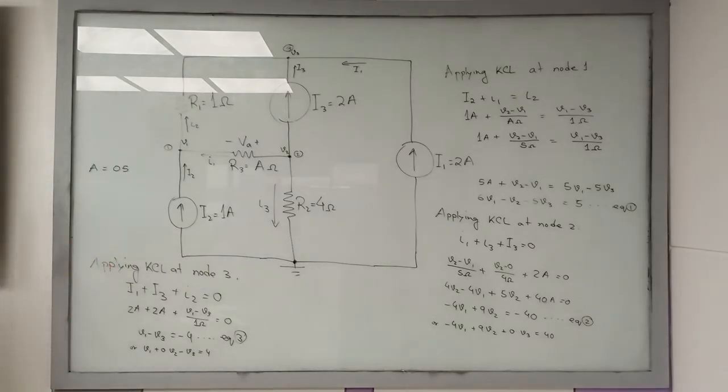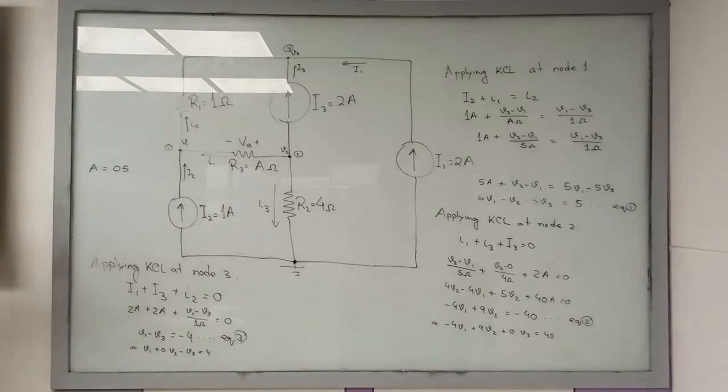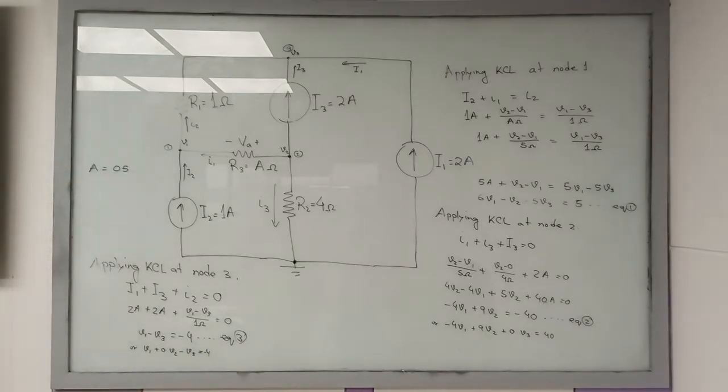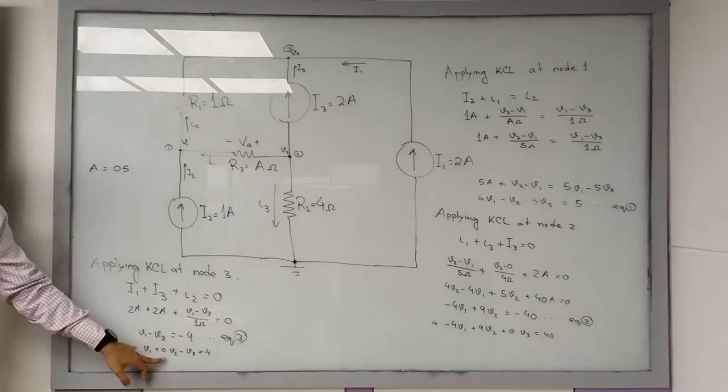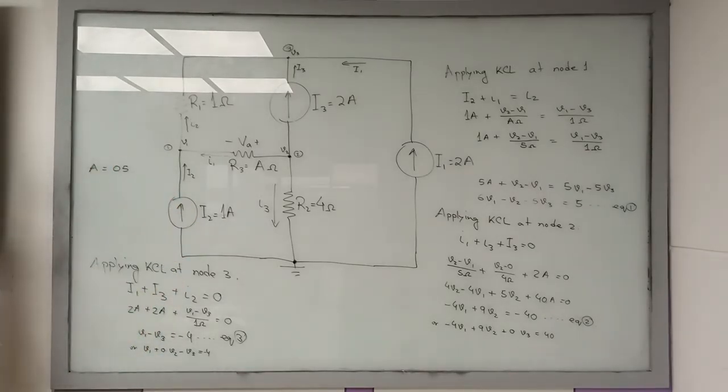Why did I write it this way? Because we want to form a matrix. Minus 4. Minus 4. Okay? So the main purpose of writing this equation in this form is because we want to form a matrix. Okay?